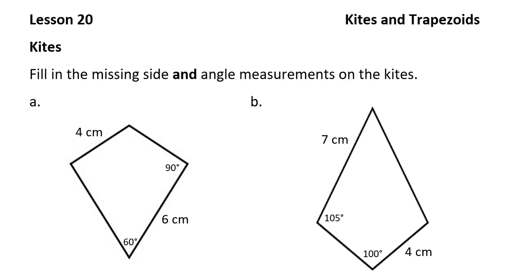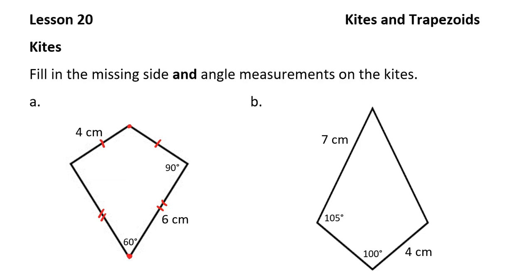What makes a kite unique is it has two sides that are adjacent, and by adjacent we mean that they're side by side. They share a vertex, and they are congruent. So you can see these two short sides are the same length, and likewise, the two longer sides that are adjacent, they share this vertex, they are also congruent. So that's one attribute we can see in a kite.